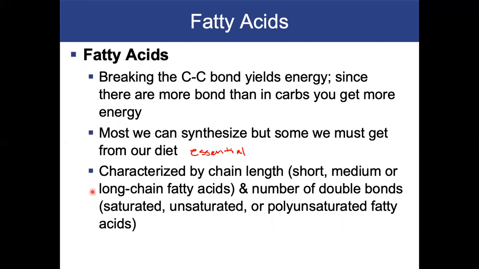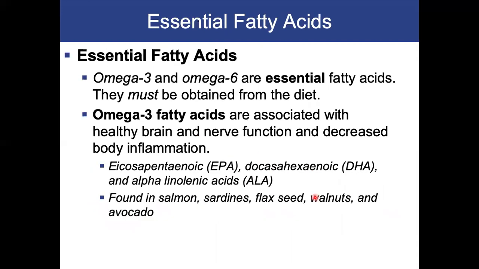How do we characterize these guys? We can say they're short, medium, or long chain fatty acids, and by the number of double bonds. So saturated, how many double bonds does it have, guys? None. Good. Unsaturated. So monounsaturated means one double bond. Polyunsaturated means many double bonds. Essential fatty acids. Here we go. So essential, what does essential mean? We have to get it from an outside source, from our diet. We can't synthesize it, right? So it's important that you have these in your diet because you can't synthesize them, all right?